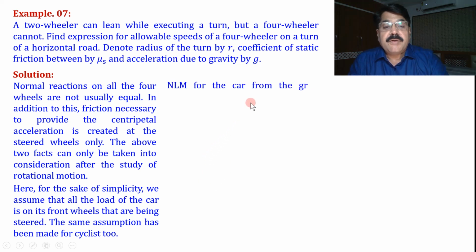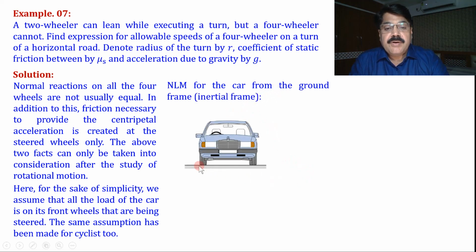So Newton's laws for the car from the ground frame, that is the inertial frame. We can show all the forces, showing only the front wheels. Here is the radius of the center of mass path. mg acts at the center of mass of the car, and here are n1 and n2. Again, on these two front wheels, the normal actions may not be equal, so I am showing them unequal. Here will be the force of static friction Fs1, and here the force of static friction Fs2. Fs1 is less than or equal to mu s into n1, and Fs2 is less than or equal to mu s into n2.